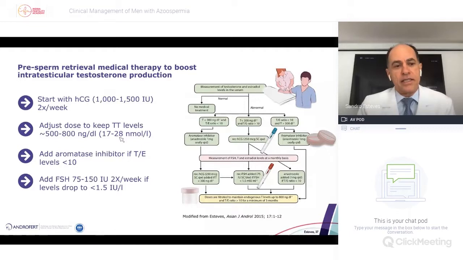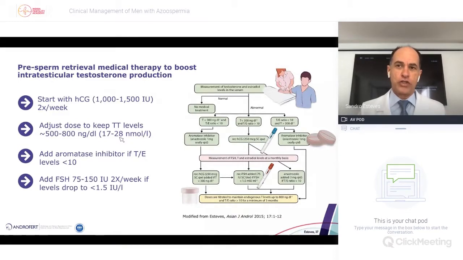Then you need to monitor monthly the FSH and LH levels as well as the testosterone levels in about 1/3 of patients, 1 every 3 patients. The FSH levels will drop below 1.5 international units per liter, because when you give HCG, you stimulate testosterone production. The testosterone will act in the pituitary as a negative feedback. And then LH levels and FSH levels will go down. This is normal when you give HCG therapy.